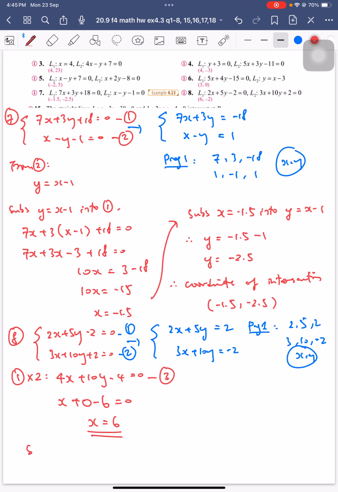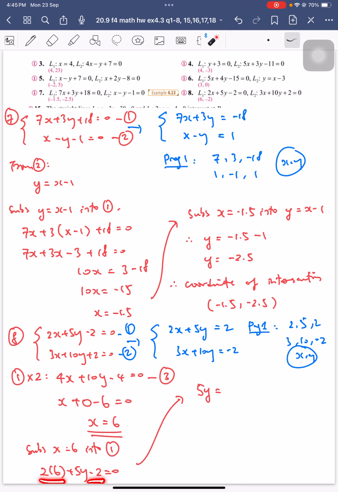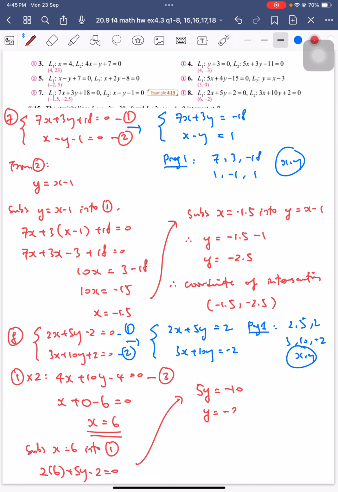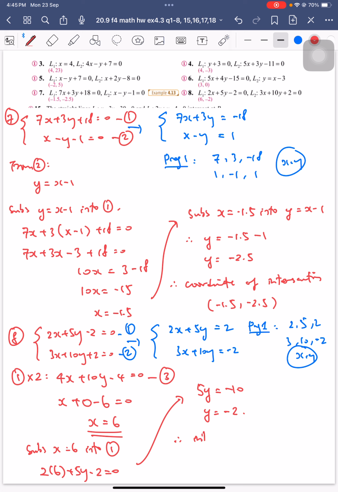After that, I substitute this x equal to 6 into either of the equations. Maybe the first one. So we have 2 times 6 plus 5y minus 2 equal to 0. Then we solve for y. We have 5y, this is 12 minus 2 giving you 10, so 10 moving to the right becomes negative 10. Then we have y equal to negative 10 divided by 5, giving you negative 2. So the intersection point is going to be 6, negative 2.